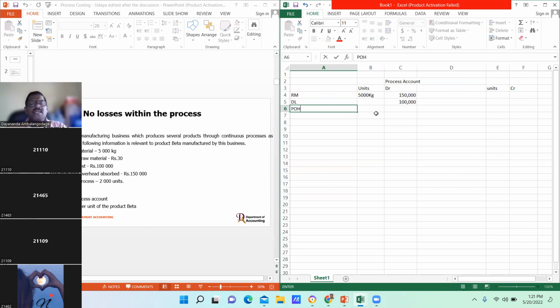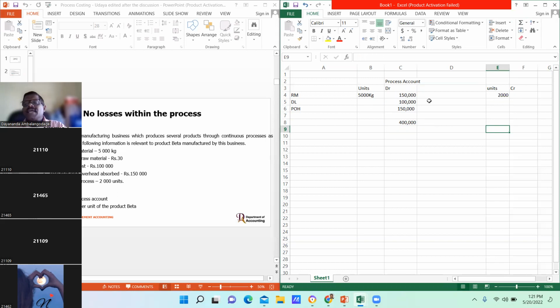How much? Production overheads, again 150,000. So that is the cost incurred in your process. So here, of course, you see that total, you can take total cost. Total cost would be around 400,000. As per the question, it says 200 output. You can put the 200 output here.